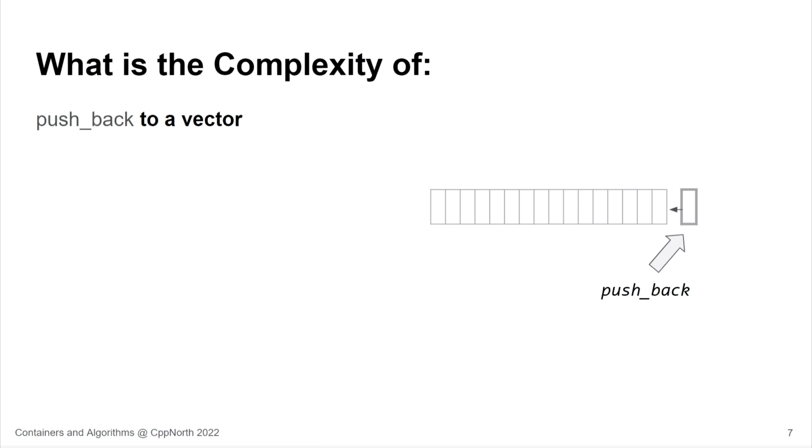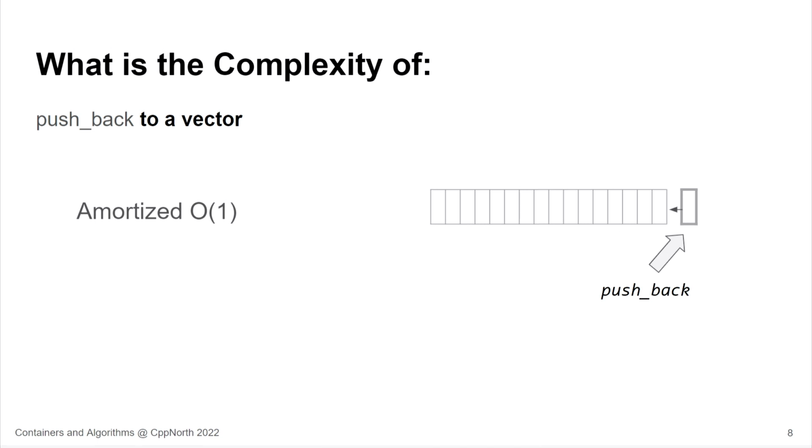So a question to you, what is the complexity of push_back to a vector? We want to add an item to the end of the vector calling push_back. And some of you also already know the answer. The complexity of calling push_back is amortized O(1). So it is constant amortized. And the question is, what does it mean, amortized O(1)? And how can we know that it is amortized O(1)?